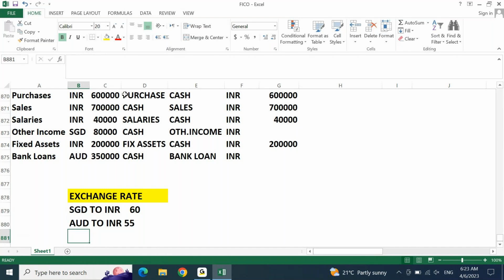Yes, sir. When I say SGD to INR 60, is this 60 representing INR or dollar? INR, it is representing INR. So in short, we mean 1 Singapore dollar is equivalent to 60 Indian rupees.